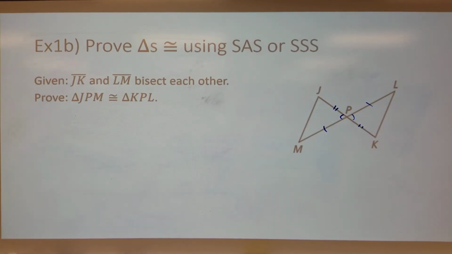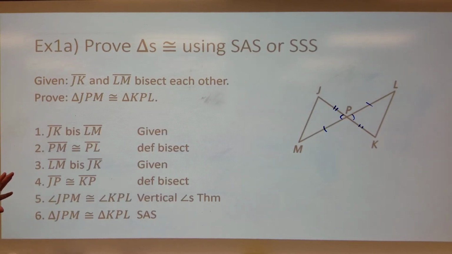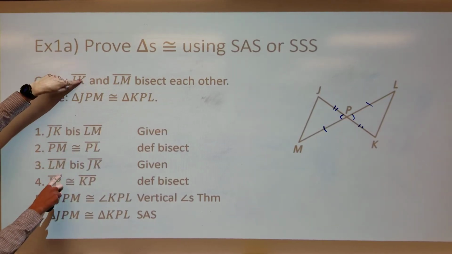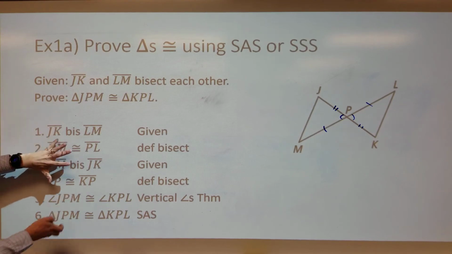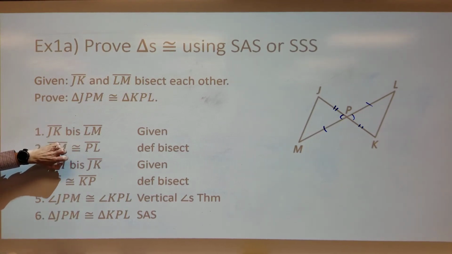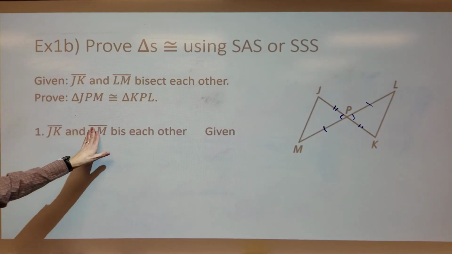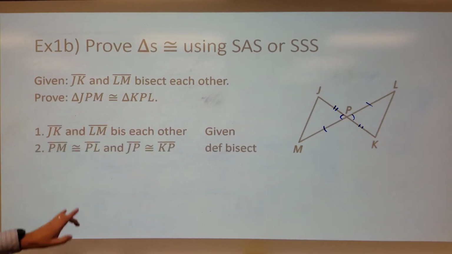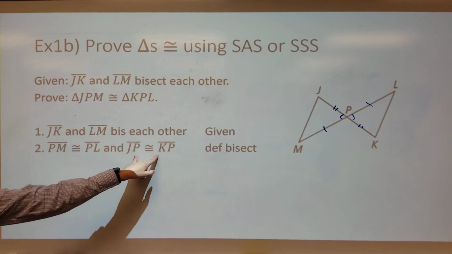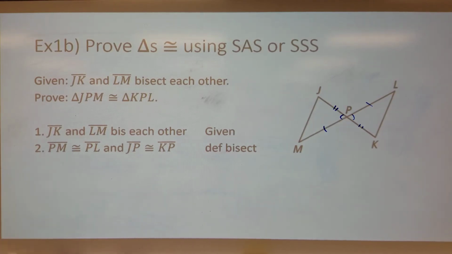All right. Now, as I said, we could do this a couple different ways. For example, I took this sentence and I broke it down into two. What if we put these four lines as just two lines? All right. What if I said JK and LM bisect each other? That means that PM and PL are congruent, JP and KP are congruent by the definition of bisect.